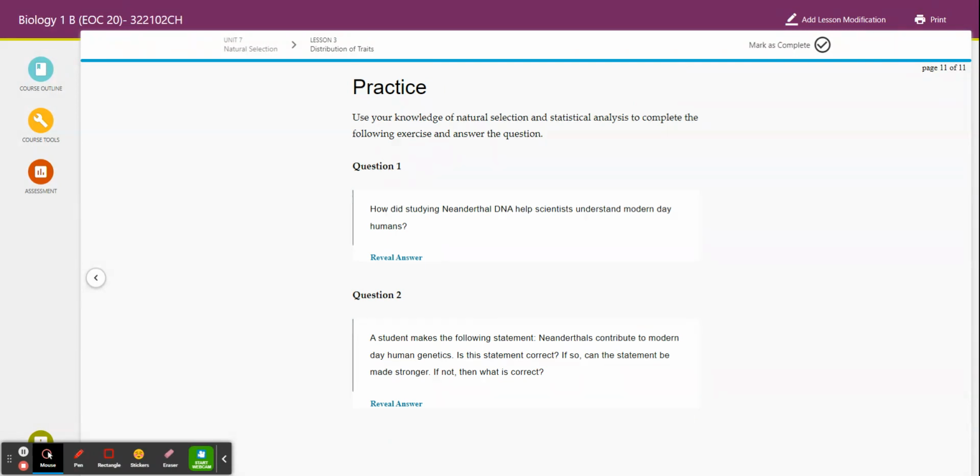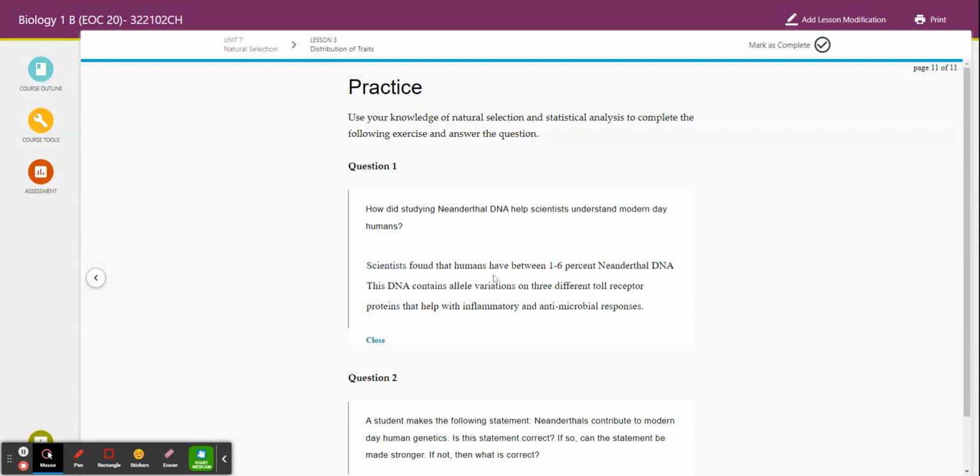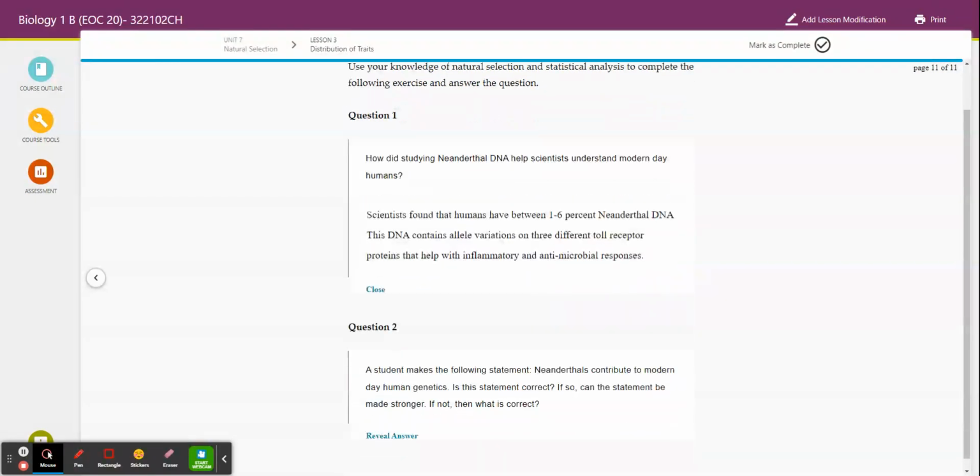Practice. Use your knowledge of natural selection and statistical analysis to complete the following exercise and answer the questions. How did studying Neanderthal DNA help scientists understand modern-day humans? Scientists found that humans have between 1 to 6% Neanderthal DNA. This DNA contains allele variations on 3 different toll receptor proteins that help with inflammatory and antimicrobial responses.